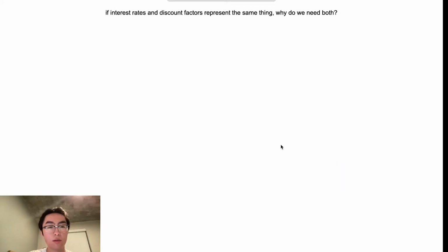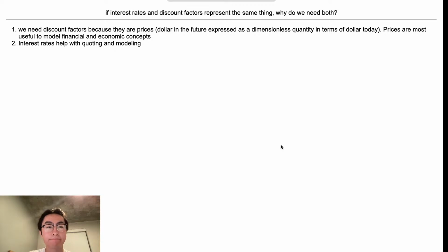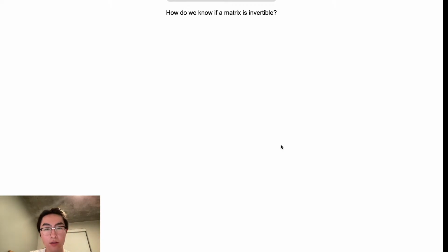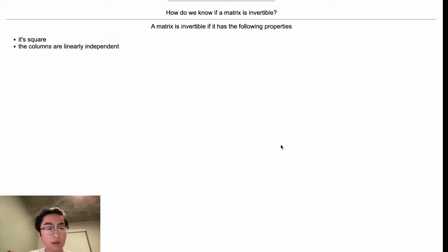So if interest rates and discount factors represent the same thing, why do we need both? Discount factor is in dollar terms, interest rates are percents. Okay, prices are most useful to model financial and economic concepts. Interest rates help with coding and modeling. Okay. How do you know if a matrix is invertible? If the determinant is not 0, I think, if it's square, and the columns are linearly independent.